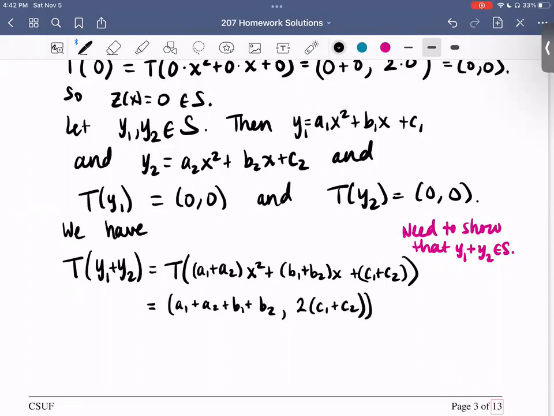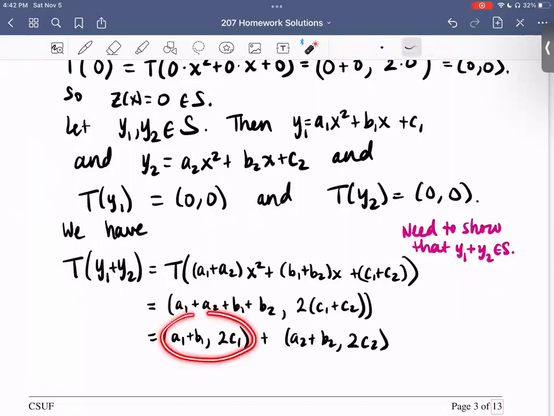Now I want to use the fact that y1 and y2 are already in S. That's already something I know. So I know this is equal to (a1 plus b1, 2c1) plus (a2 plus b2, 2c2). And I actually know already that these two terms are (0, 0) and (0, 0).